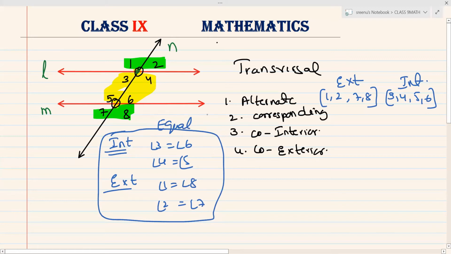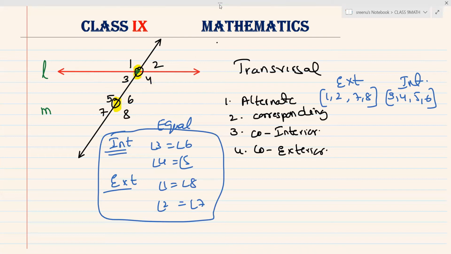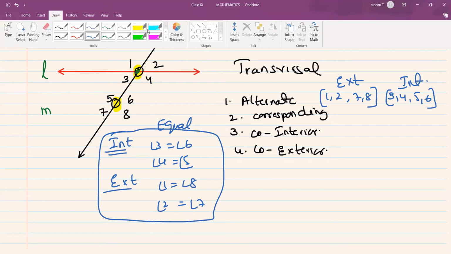And second part, corresponding angles. Corresponding angles are also equal. How do we get corresponding angles? They will be on the same side and one after another. That means one interior, one exterior. They should be on the same side. I will mark just a second. I will show you clearly. This line was top.